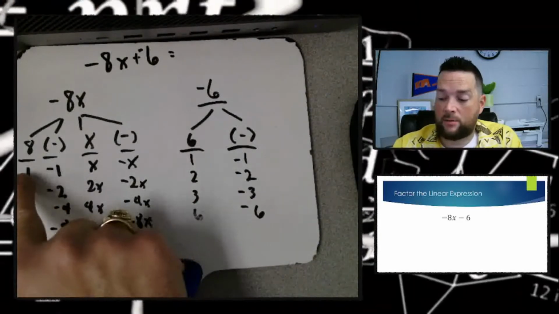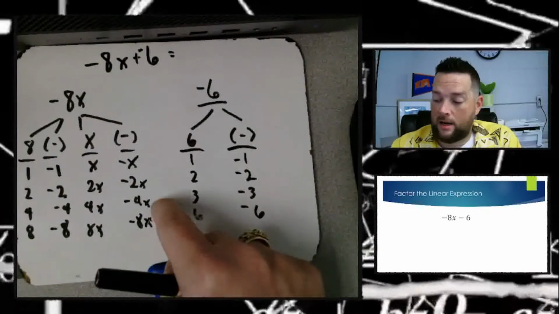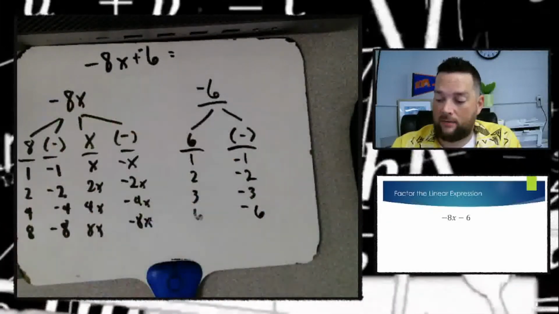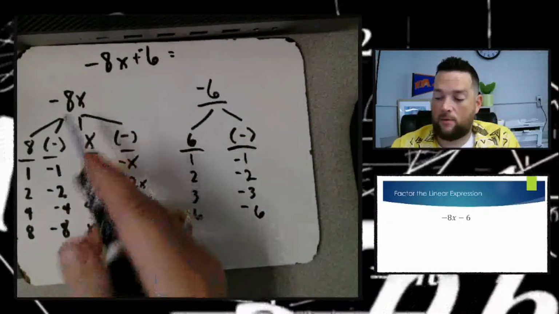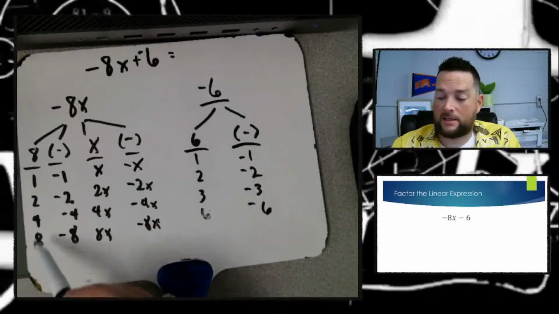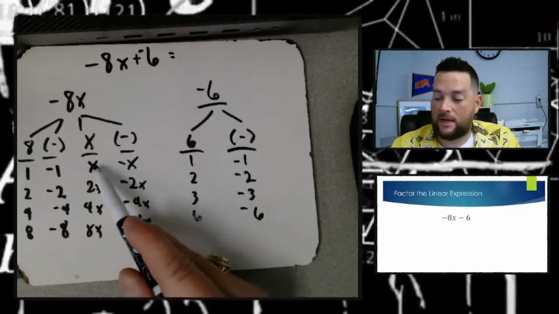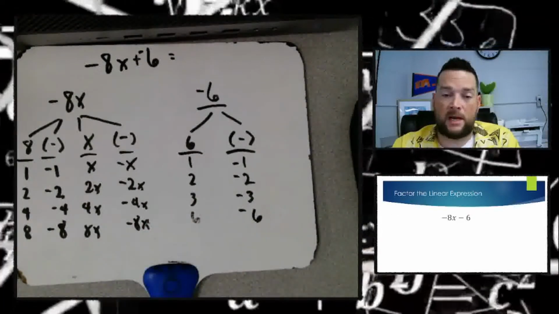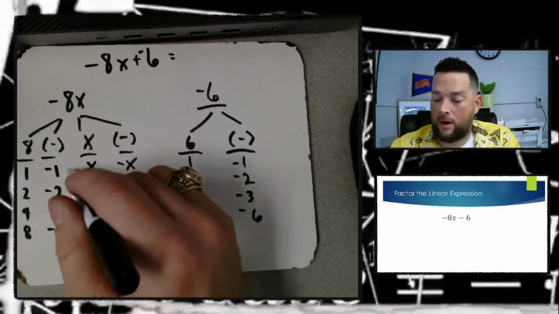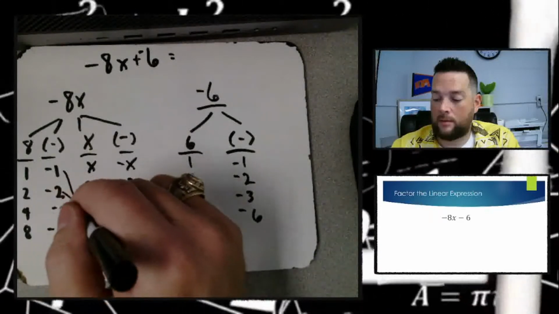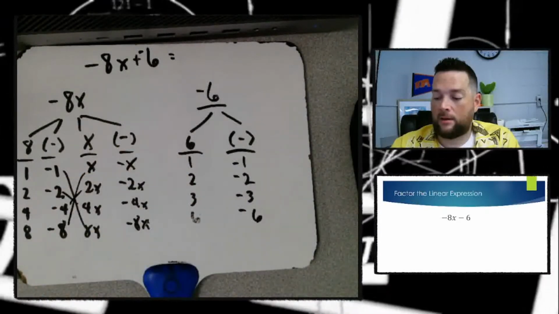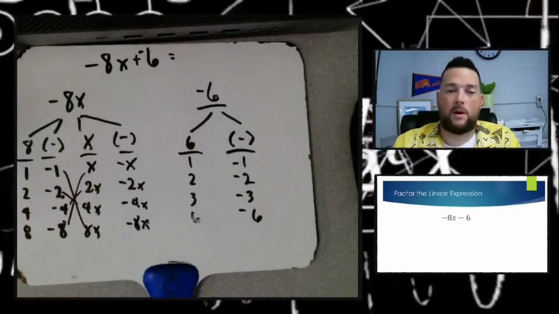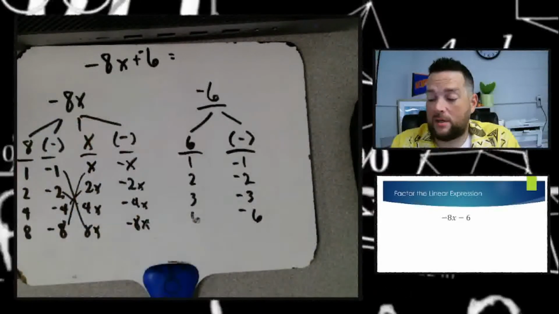Negative 8x times 1 is negative 8x. Negative 4x times 2 is negative 8x. Negative 2x times 4. Negative 8x times 8. Negative 8 times x. Negative 4 times 2x. Negative 2 times 4x. Negative 1 times 8x. So they kind of pair like this, if you will. Those pair together, and then I don't want to make my board too messy, but the other ones pair together.